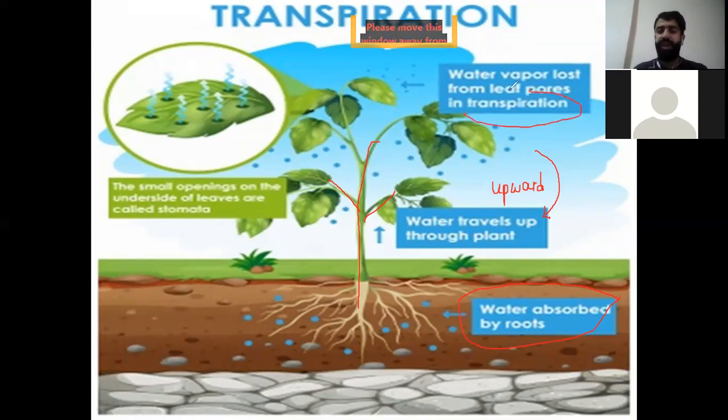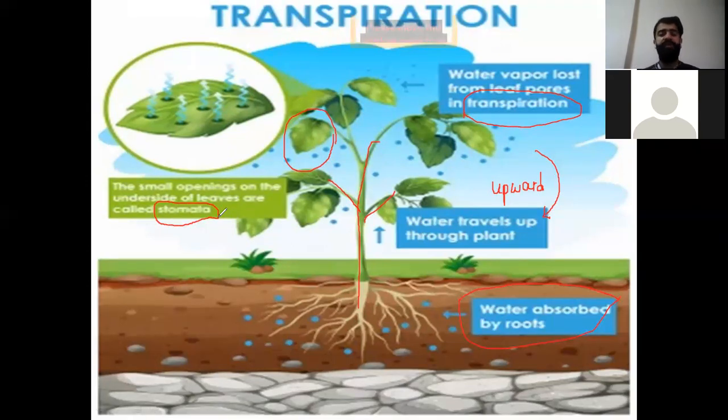What is transpiration? Transpiration is the loss of water in the plants through a special process called transpiration, and this process occurs at the level of the leaves. Through what? Here we have the leaf. On the underside of the leaf, we have special structures. These are called stomata. They are very tiny openings, and they are responsible for the transpiration process.